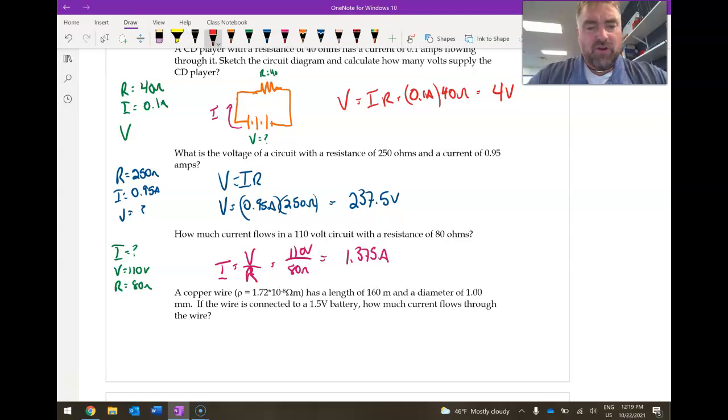It says a copper wire of, this scripty looking thing. This scripty rho looking thing is what's called resistivity. We talked about this before. Different materials have different natural resistances to current flowing through them. So for copper, its resistivity is 1.72 times 10 to the negative 8th ohm meters. By the way, you can find a bunch of these in your reference table in the electricity section, in the lower right-hand corner. It gives you resistivities of different metals.